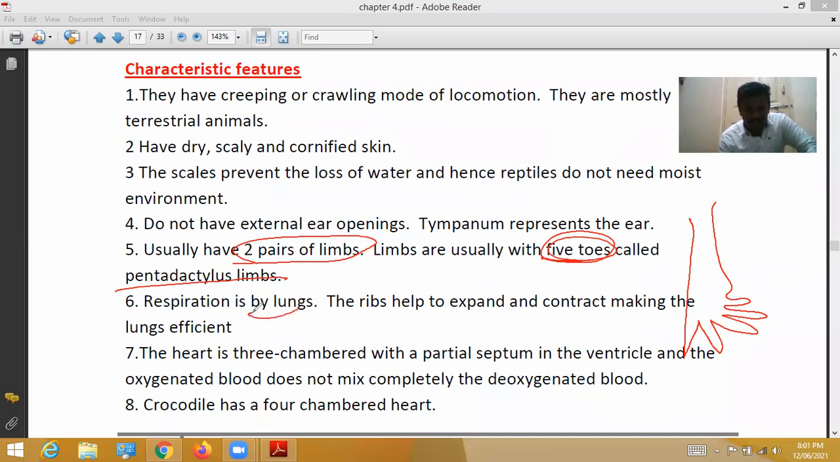Respiration is through the lungs. The ribs help to expand and contract, making the lungs efficient. Respiration which occurs through the lungs is called pulmonary respiration. During pulmonary respiration, the ribs expand and then contract again.